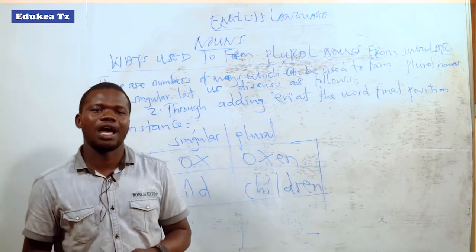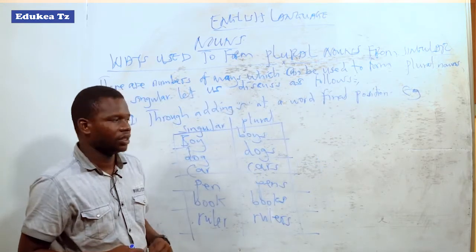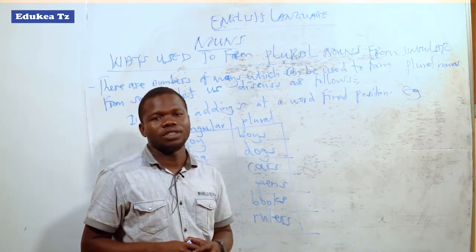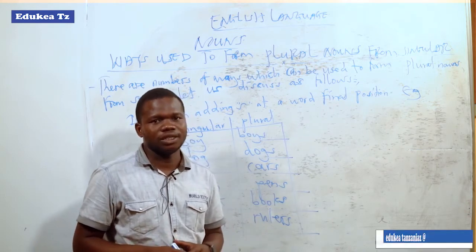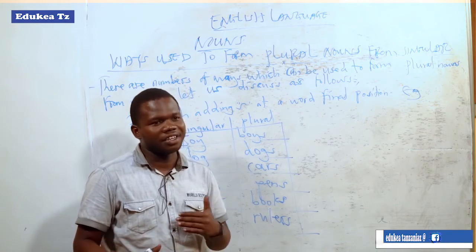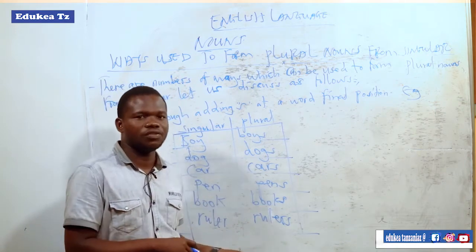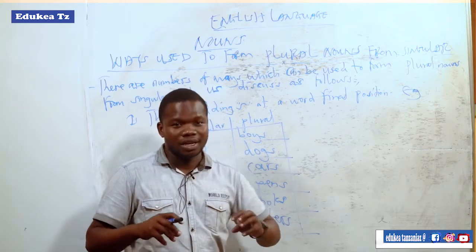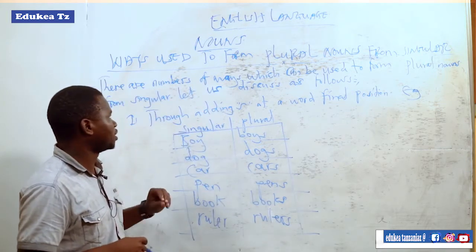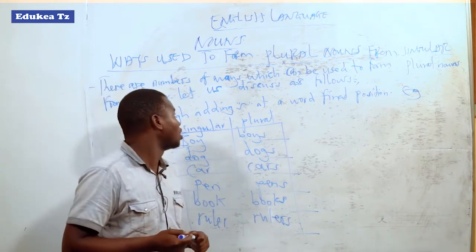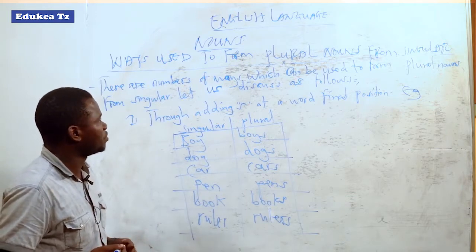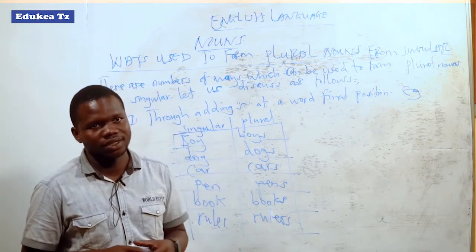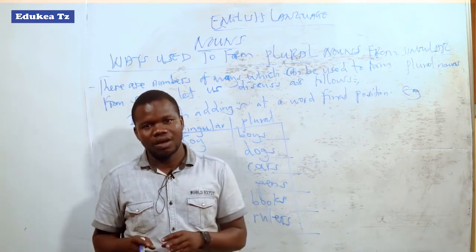So let us proceed with the other ways, the ways which can be used to form plural nouns from singular form. As we saw in our discussions, those words are in different forms: those in a singular form and those in a plural form, depending on the type of noun that is used. So our current discussion is based on the ways used to form plural nouns from singular. There are a number of ways. Let us discuss as follows.